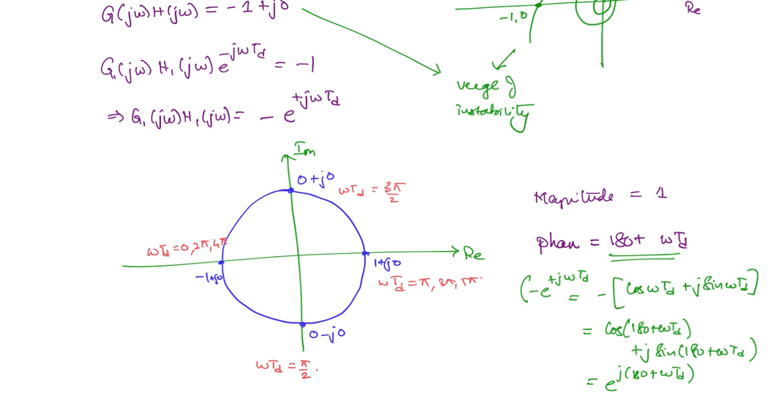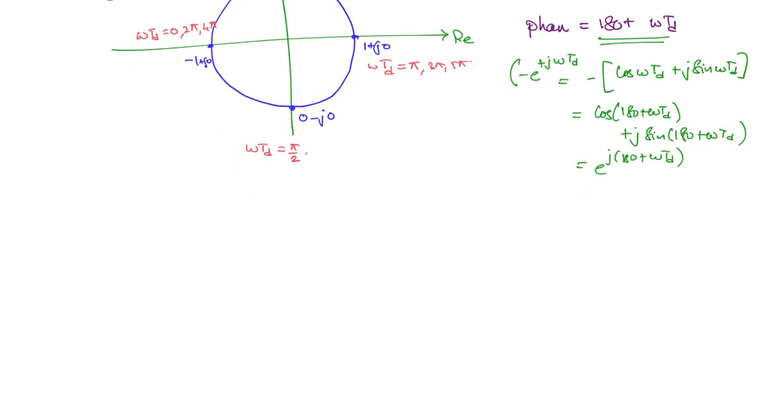Okay. So you can write trajectory of minus e to the power plus j omega TD. Now what we do is we take the plot of G1 into H1 and we will see where it is intersecting the critical trajectory. That is how you are going to get the stability.